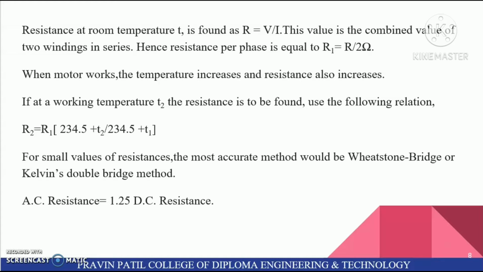When motor works, the temperature increases and resistance also increases. If at a working temperature T2, the resistance is to be found, use the following relation: R2 is equal to R1 into (234.5 plus T2) upon (234.5 plus T1). So this is the formula to find out the resistance. For small values of resistances, the most accurate method would be Wheatstone bridge or Kelvin's double bridge method. AC resistance is equal to 1.25 DC resistance.